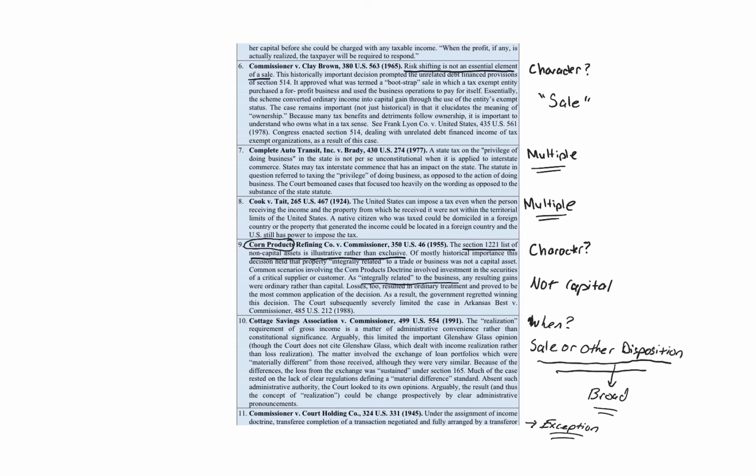Okay, so this is the who question. With respect to the court's holding, a transferee's completion of a transaction negotiated and fully arranged by a transferor may be attributed to the transferor along with an imputed transfer of proceeds. Honestly, the main reason I have this one here is because it's an exception to the general rules of the assignment of income, which is the who question, right?